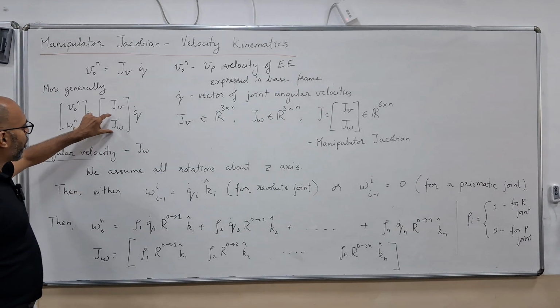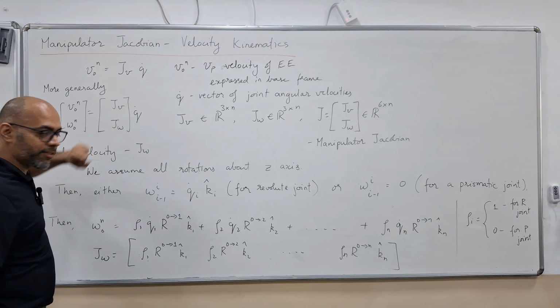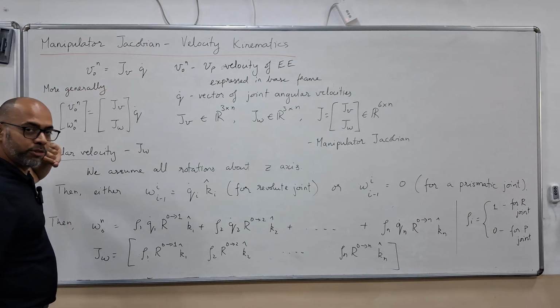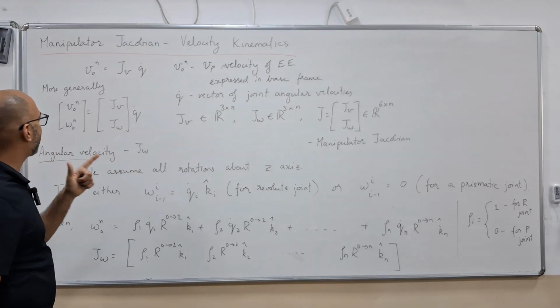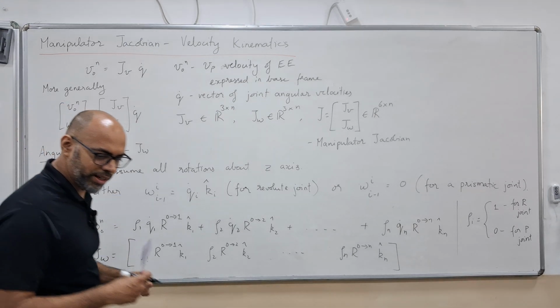Okay, so we have already figured out one piece of the Jacobian, but we are yet to do JV. That is a slightly harder part, but that's what we'll come to next.